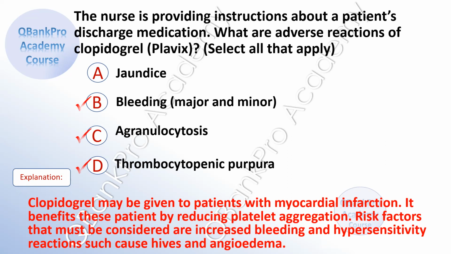The correct answer is B. Bleeding, major and minor. C. Agranulocytosis. And D. Thrombocytopenic purpura. Explanation: clopidogrel may be given to patients with myocardial infarction. It benefits these patients by reducing platelet aggregation. Risk factors that must be considered are increased bleeding and hypersensitivity reactions, such as hives and angioedema.